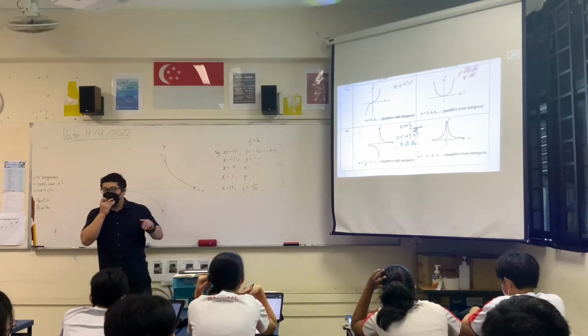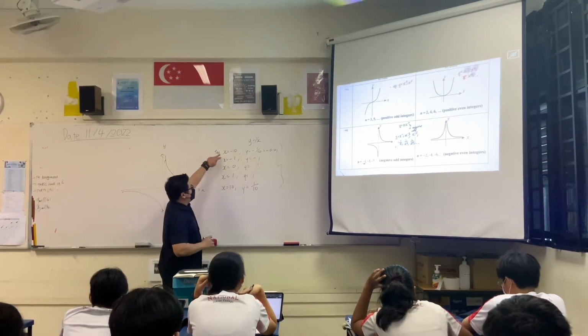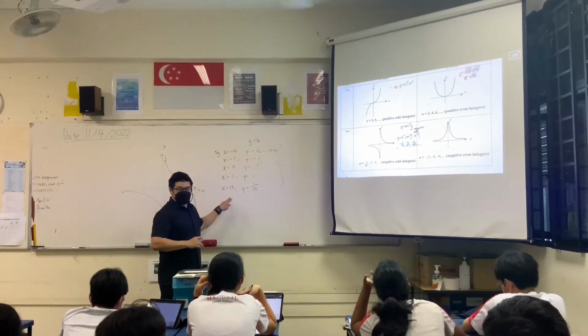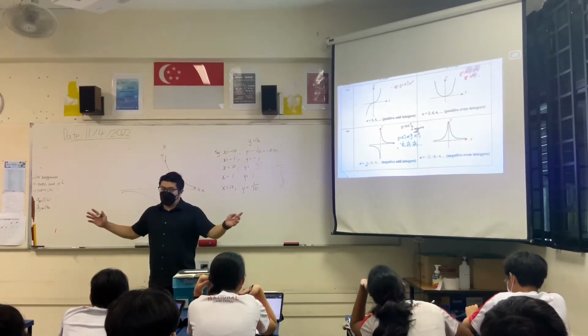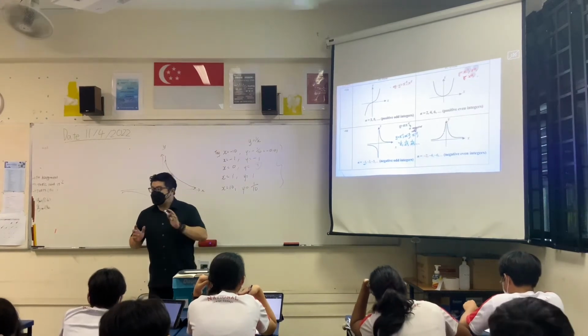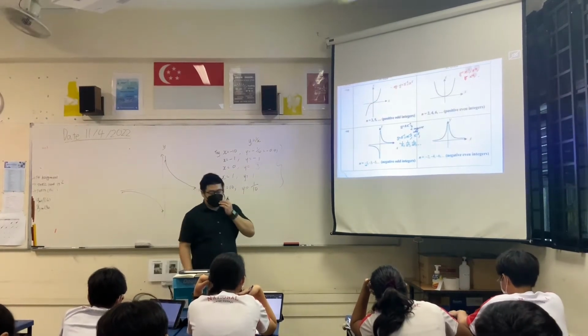In case you forget, you can't remember the graph, you can just plot out 5 points, 2 on the left, 2 on the right, 1 in the center, just to see how the graph is like. Okay, this is in case you forget the graph.